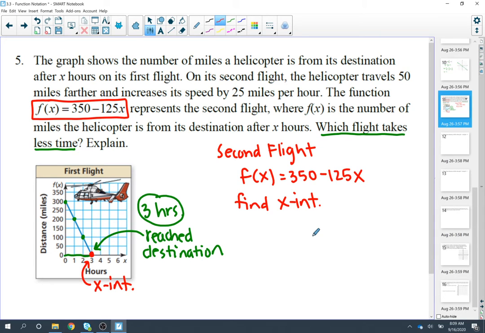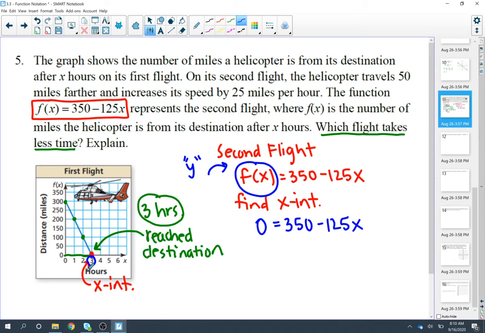So in order to find the x-intercept, you kind of do the opposite, and we're going to substitute a 0 in for y. Well, which part of this function up here is y? And that's right here. That's your y. So we're going to say 0 equals 350 minus 125x. This will tell me when this hits my x-axis, which will give me my x value, which will tell me how long it took to reach the destination.